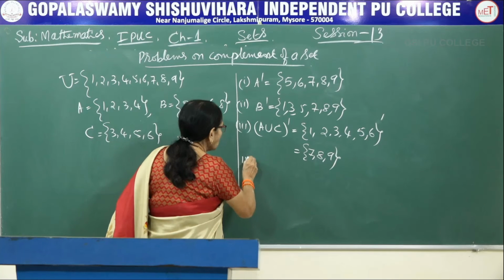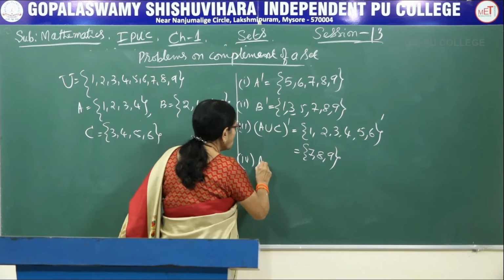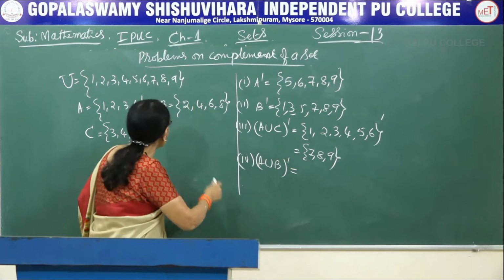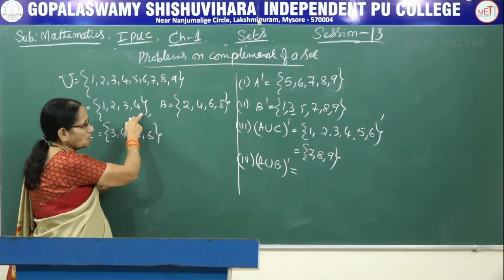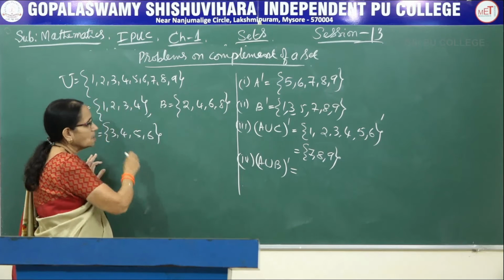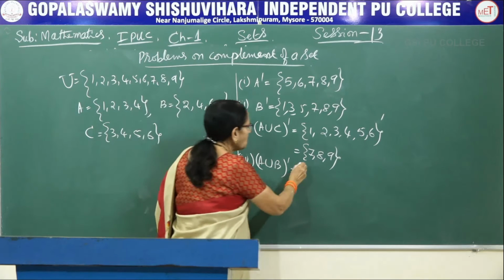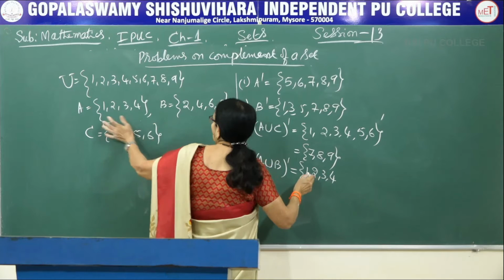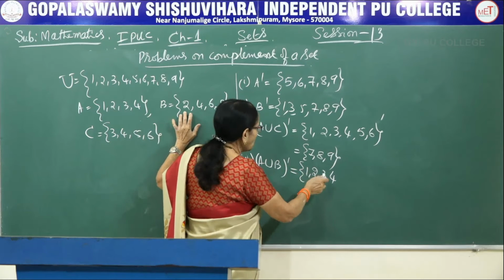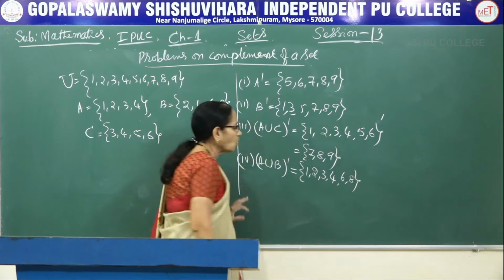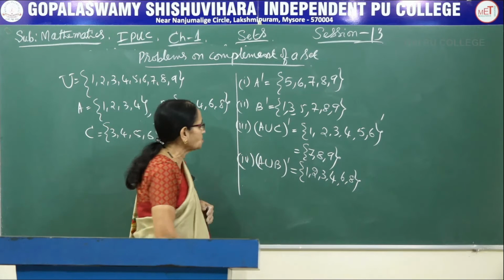Similarly, you take the other combination, say A union B whole dash. That is, A is 1, 2, 3, 4 and B is 2, 4, 6, 8. So, what is the union here? Let me write the union: write all the elements of A, 1, 2, 3, 4. Here 2 and 4 are repeated, write the remaining 2 elements. It is 1, 2, 3, 4, 6, 8.